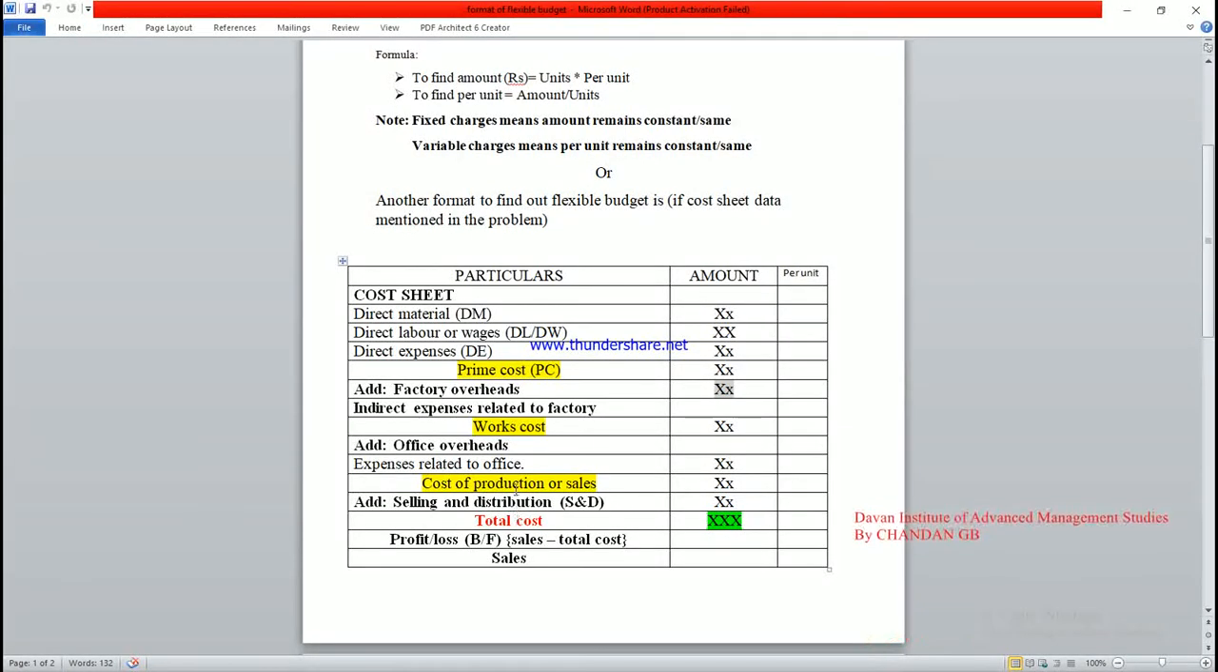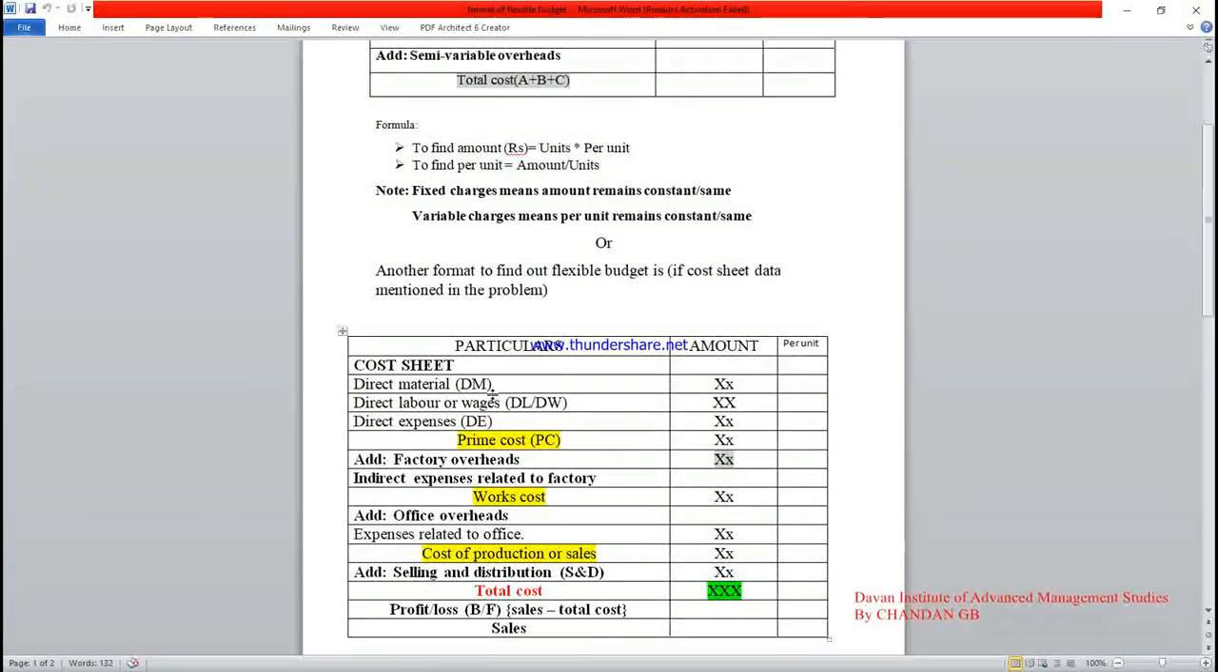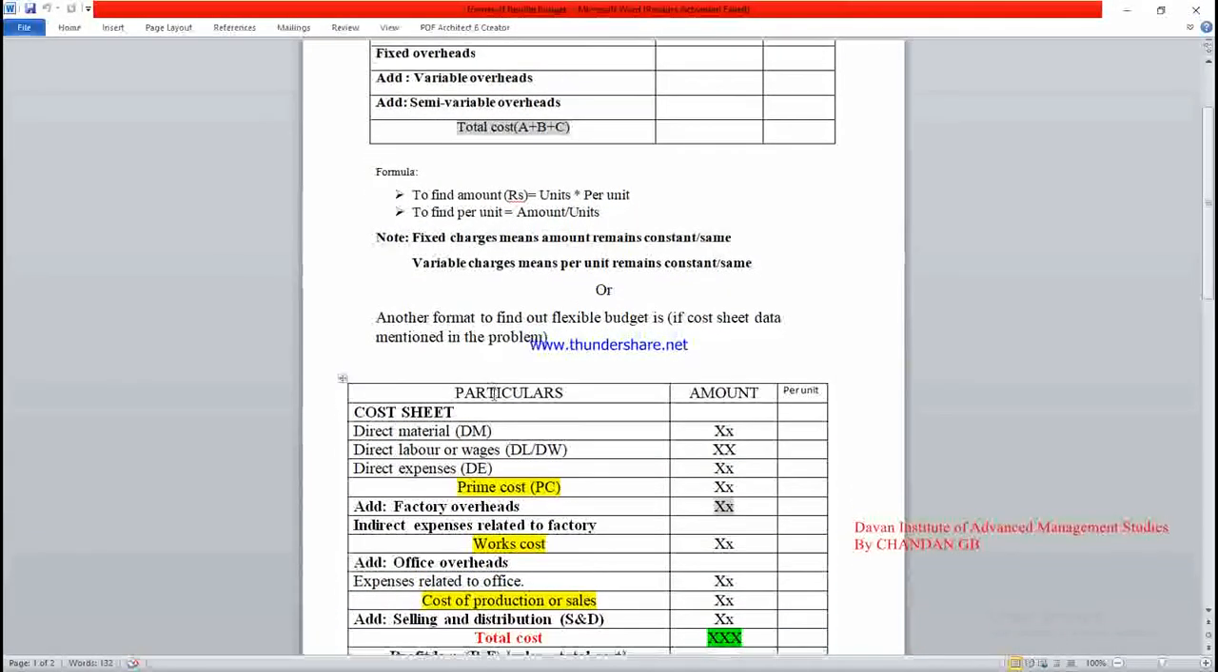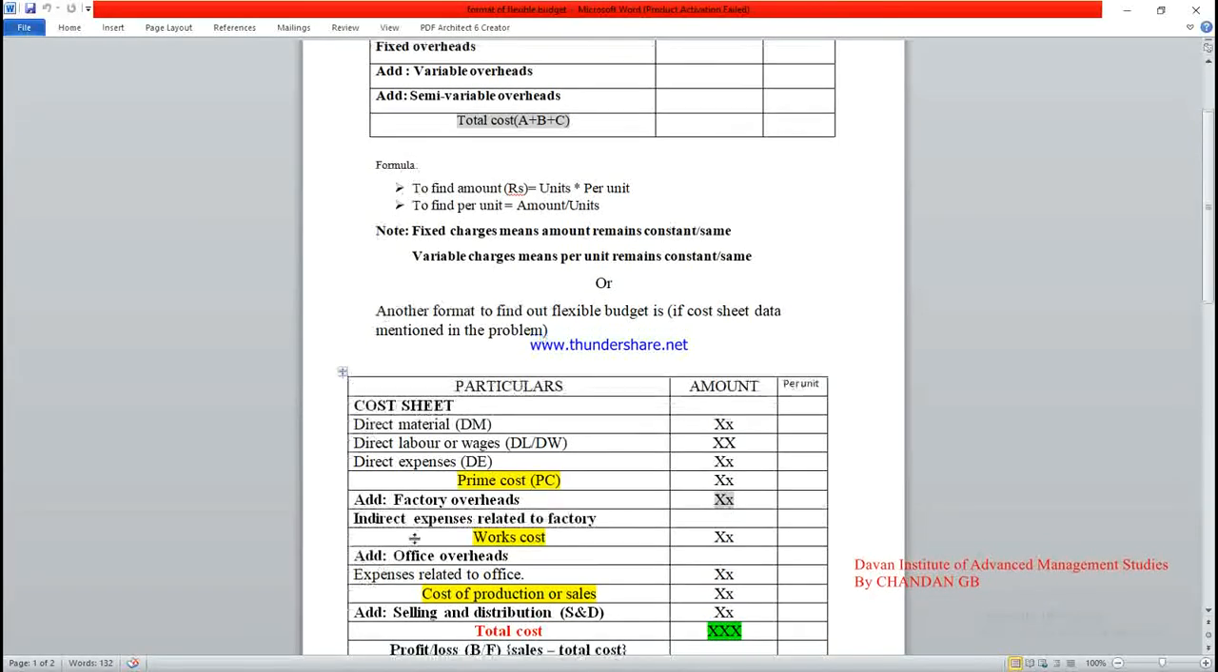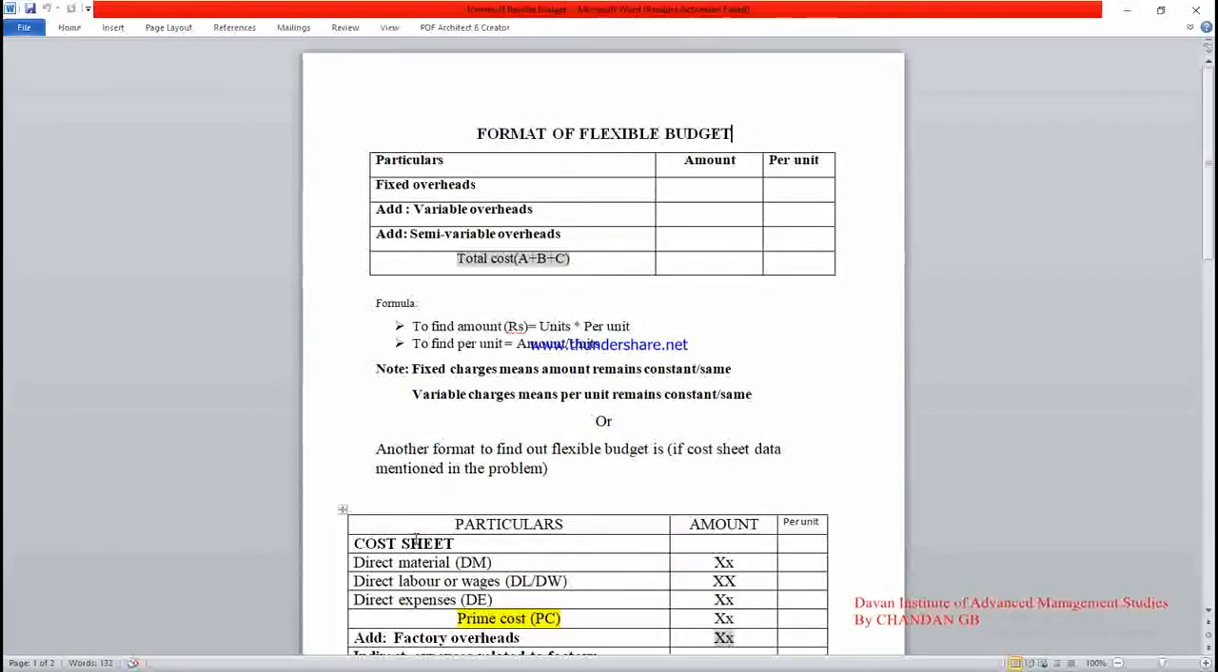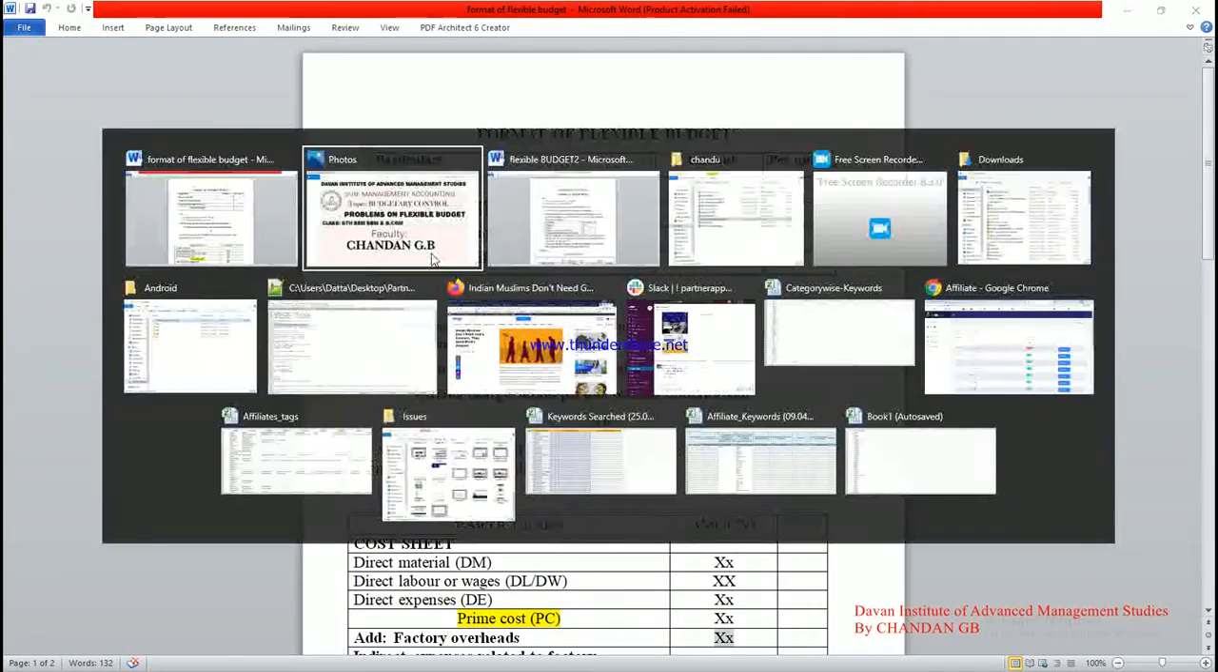The total cost of the cost sheet means the cost per unit or cost per amount. The total cost minus the sales gives you the profit or loss. That is the balancing figure that you have to prepare here. If they mention the flexible budget data as a cost sheet, you have to prepare this second format. In the previous video, we had already checked the first format, which belongs to fixed overheads, variable overheads and semi-variable overheads. So in the second problem, we discuss the cost sheet method.